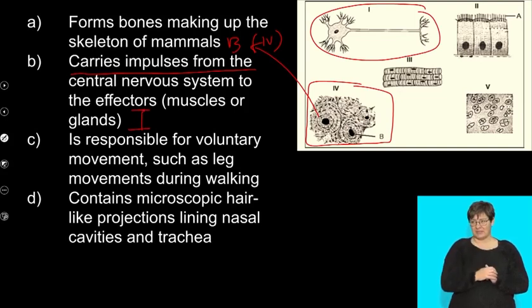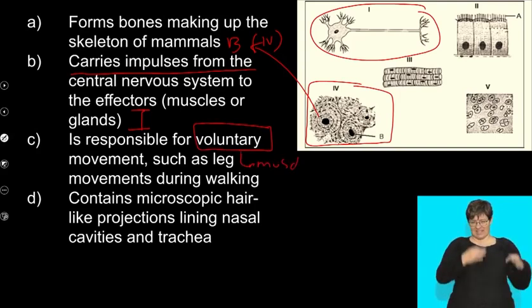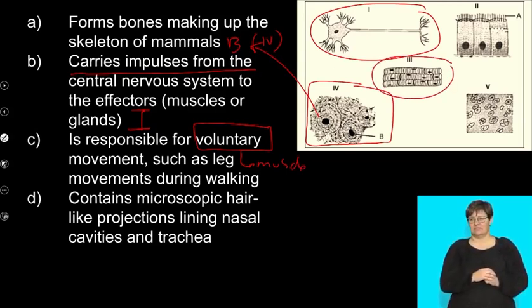C is responsible for voluntary movement. So if I'm going to do voluntary movement, which muscle is going to make sure that I have voluntary movement? It is going to be structure number 3. So let's write it over here. That is going to be skeletal muscle.